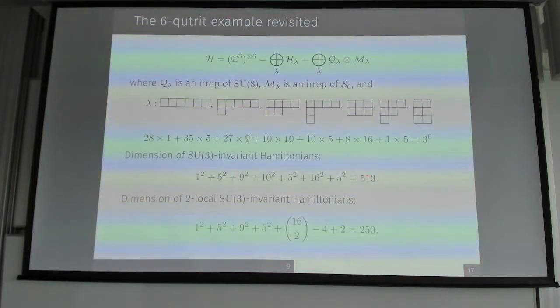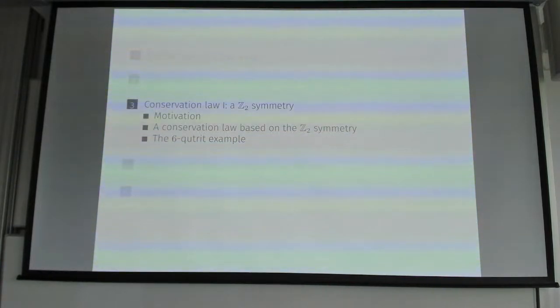We can check the dimension of all the SU(3) invariant unitaries and the dimension of the two-local SU(3) invariant unitaries, and this is much less. That means there are possibly other conservation laws we didn't see from the Noether theorem. So first, let's look at the Z2 symmetry.